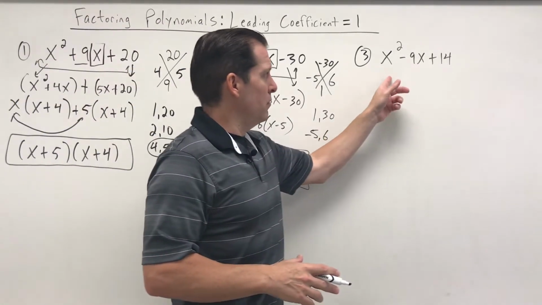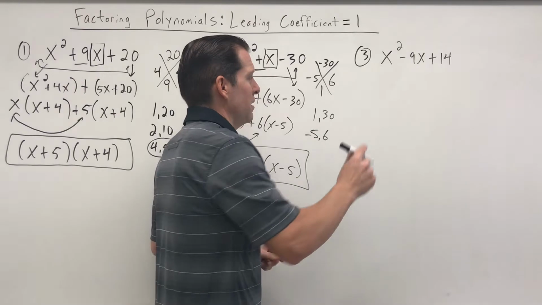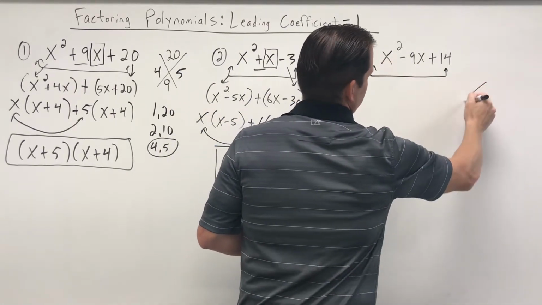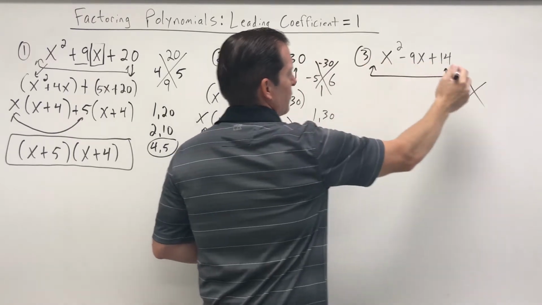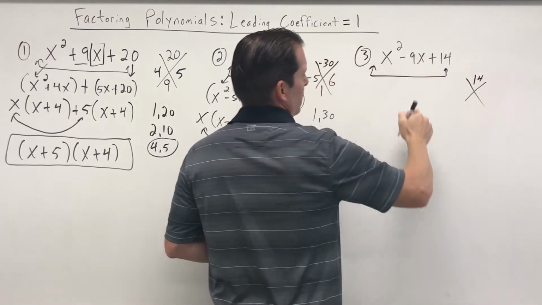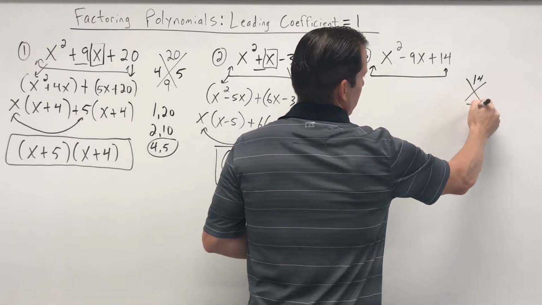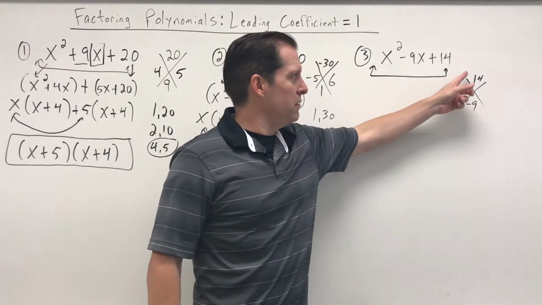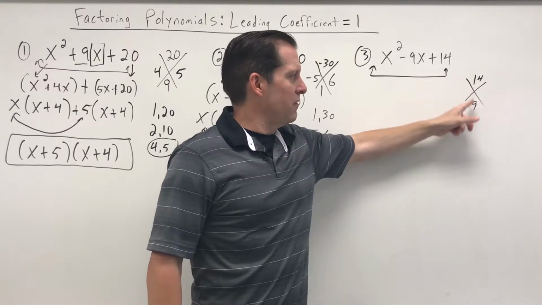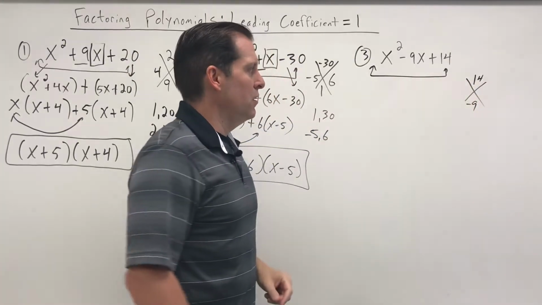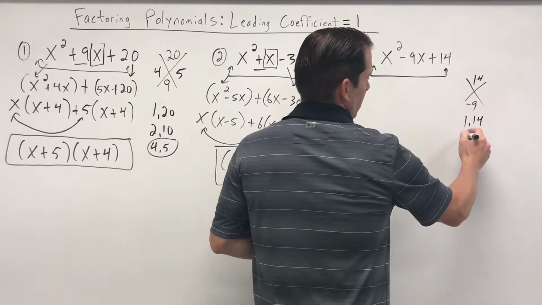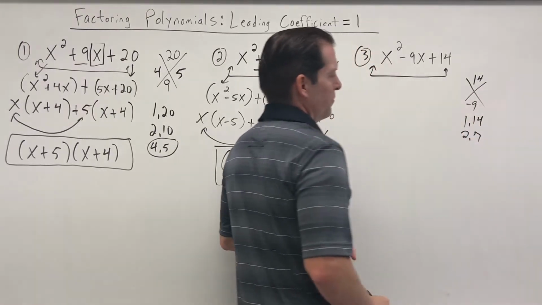All right, so looking at number 3 right here, we're going to do the same thing. We're going to go ahead and multiply. So 1 times 14 gives us 14, and then we're trying to get a negative 9 in the middle. So factors of 14, and then that will add to negative 9, and of course multiply to 14. So you can start listing them out. You got 1 and 14, and then you got 2 and 7.